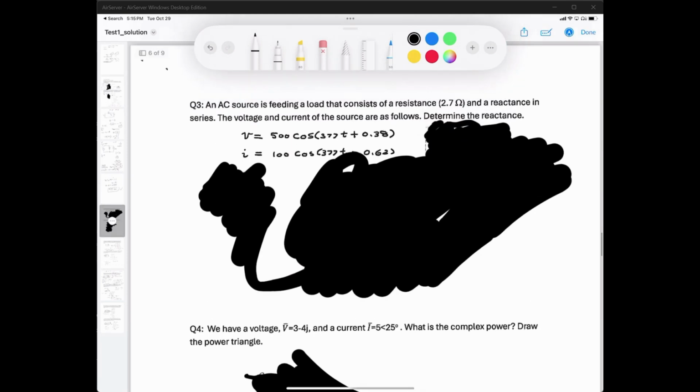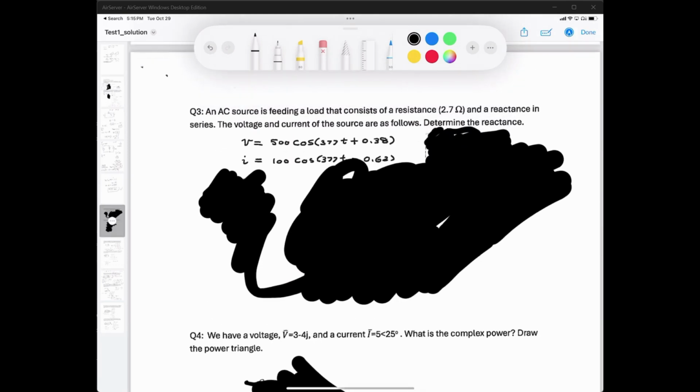Okay, so we have question 3 is what we're looking at first. An AC source is feeding a load that consists of resistance and reactance in series. The voltage and current of the sources are as follows. Okay, so we have the voltage and the current, and we're given, what is this called right here? Radians? That is in radians.